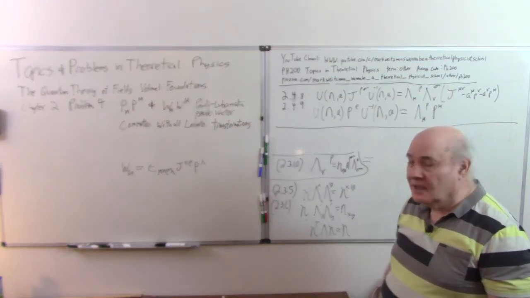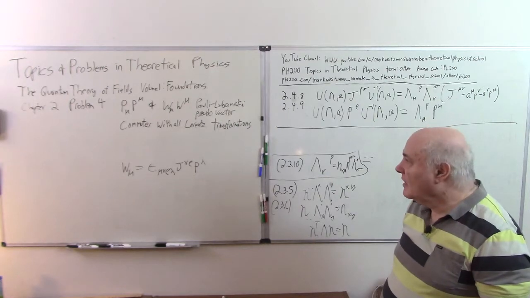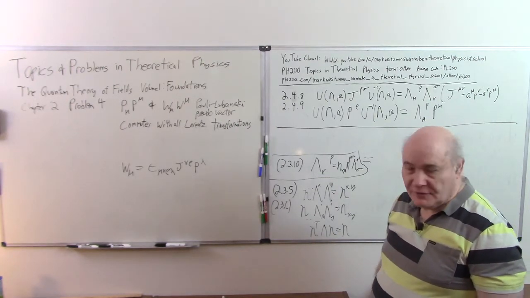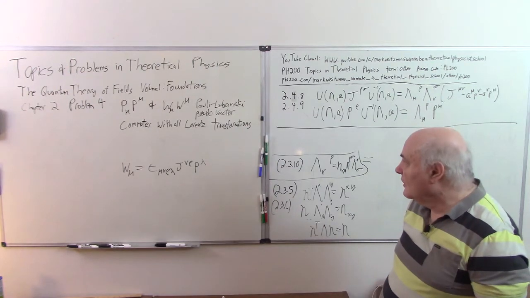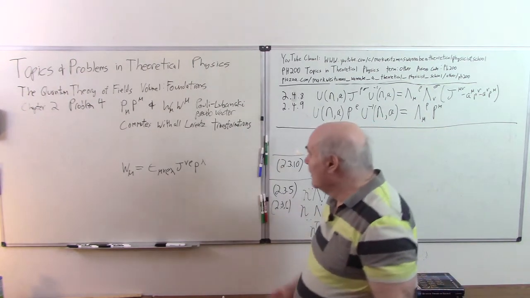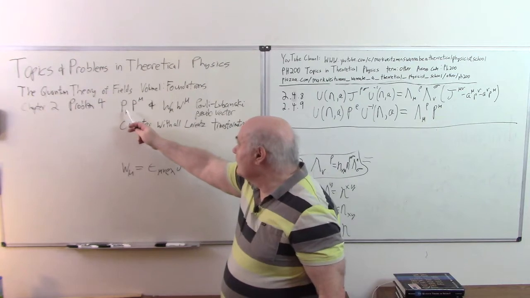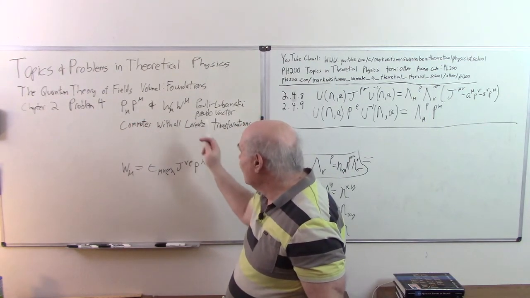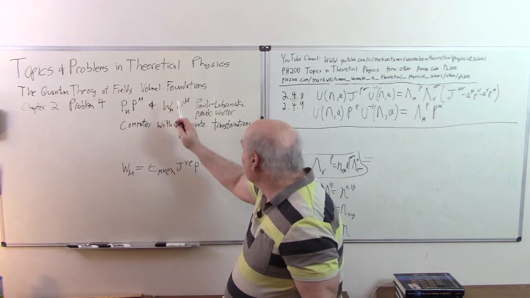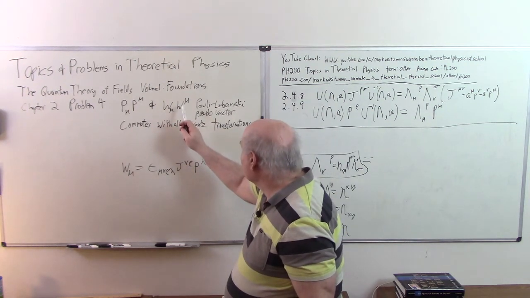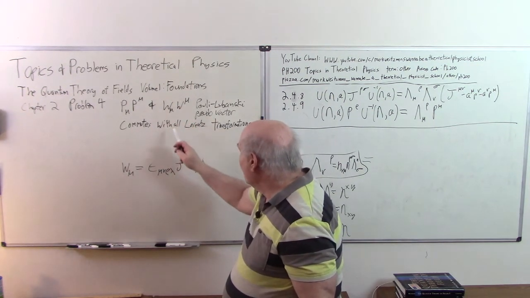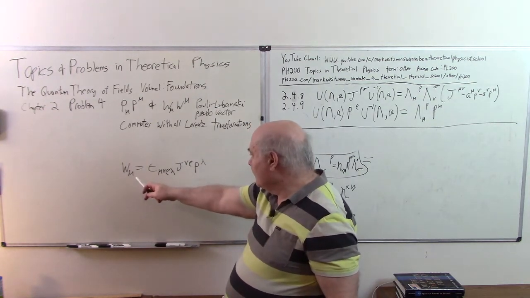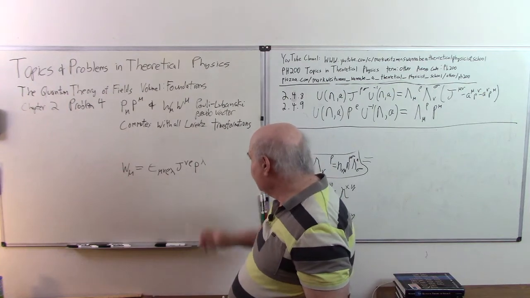Welcome back to the second video on problem 4 of chapter 2 of Weinberg's The Quantum Theory of Fields. In the first video we showed that the energy-momentum 4-vector commutes with all Lorentz transformations. Now we're going to show that the Pauli-Lubanski pseudovector also commutes with all Lorentz transformations. And this is the definition of that Pauli-Lubanski pseudovector.